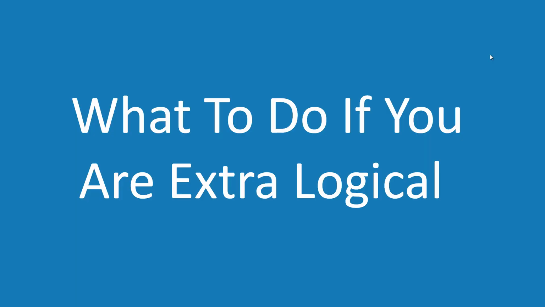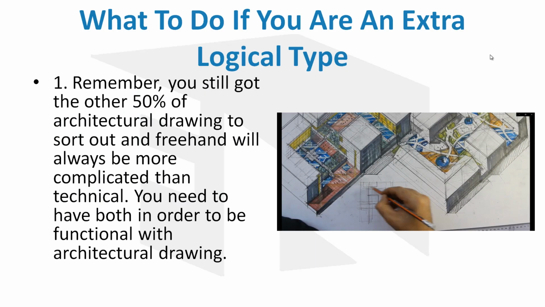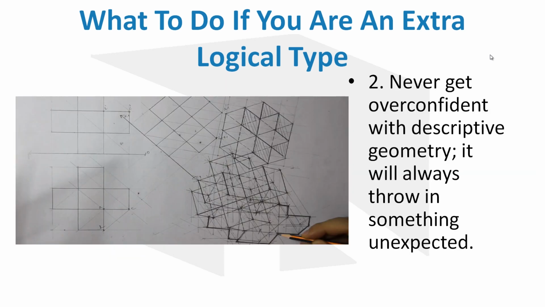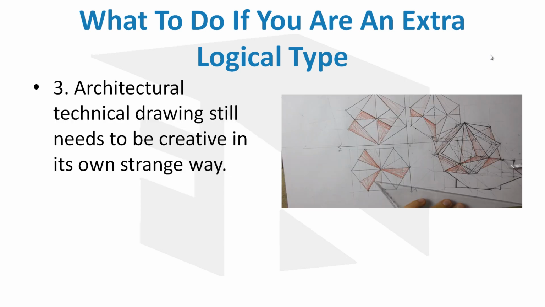Okay, so what to do if you're an extra logical type? You've got the other 50% of drawing left. So if you're logical, you're good at this stuff. It comes first nature. But you need to have the creative part as well if you want to get good at architectural drawing. Never be overconfident with technical drawing. I've seen students make this mistake. They think they get it, they have it sorted. That's almost never the case. There's always going to be something that comes up, okay?